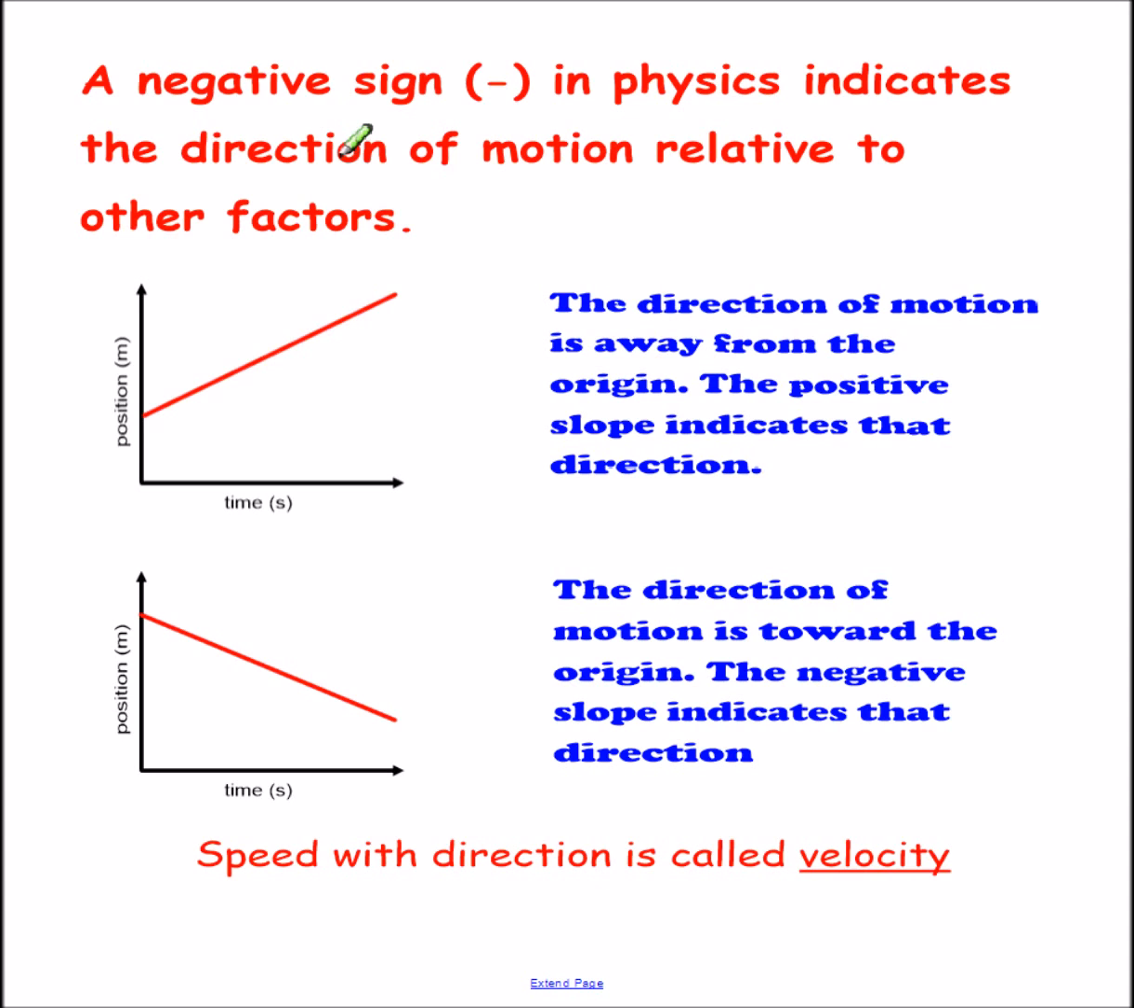If you thought about good old-fashioned number lines that you learned in elementary school, if you took a +2 and then you added a -5, that would be the same as subtracting 5, which would give you a negative number.